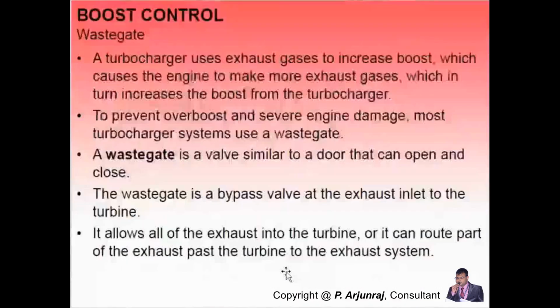Or the wastegate. Here, I told you the turbocharger uses exhaust gas, because when the exhaust gas is striking the turbine, it rotates at a higher RPM. When it rotates at a higher RPM, it will increase the boost. And when it increases the boost, it will cause the engine to make more exhaust gas again, which will in turn increase the boost pressure of the overall system, which is coming from the turbocharger. And again, there is a possibility the boost pressure goes higher.